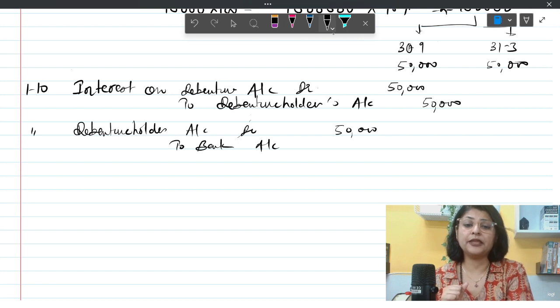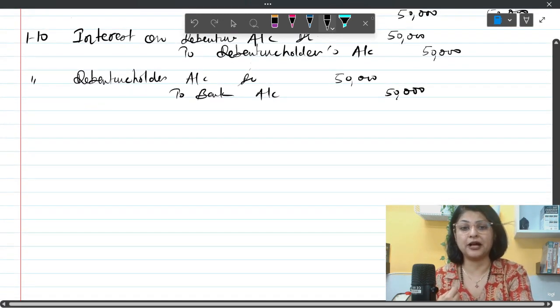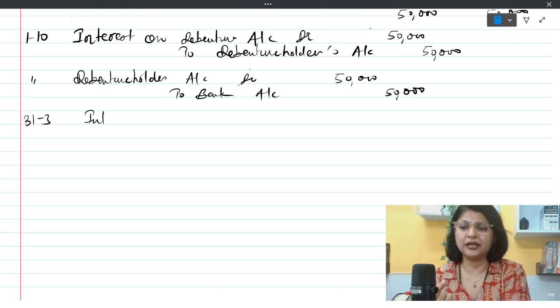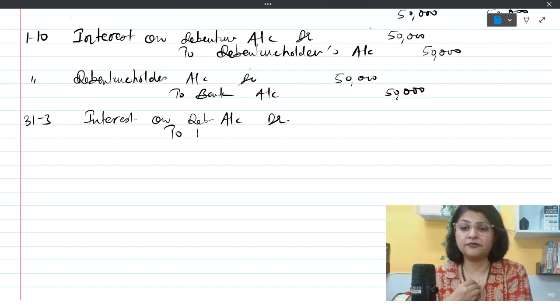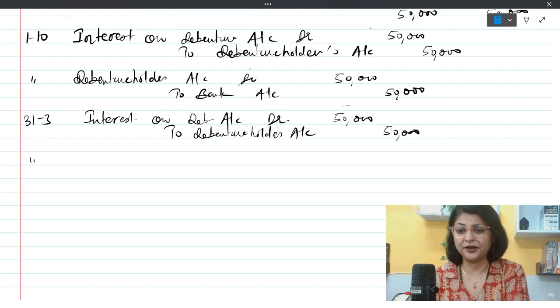Now this is half of the interest on debenture, paid on 1st of October. The remaining half is still left, so the same entries will be passed. These are twin entries. They will be passed on 31st of March also. Again the same entry, everything the same, and the amount as well. Interest on debenture account debit, since interest on debenture is an expense, to liability. What new liability are we creating? We are creating the debenture holders account. Debenture holders account will be credited with the same amount, 50,000 rupees. So this is another entry. Obviously this has to be paid also to the debenture holders.